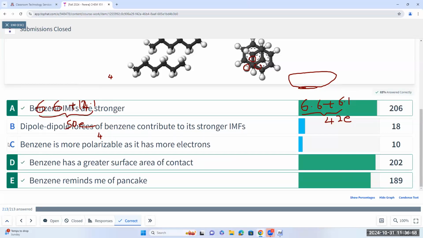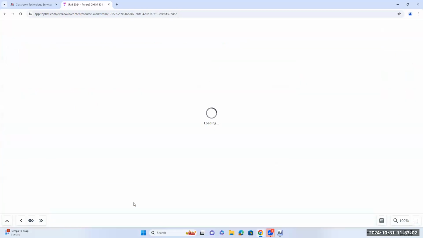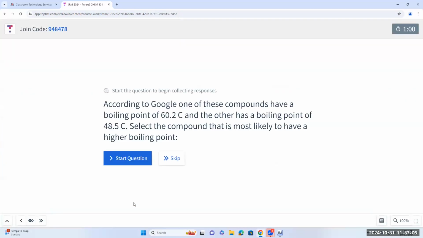I'm going to clear my doodling. So I'm going to show you two isomers. One of the isomers has a higher boiling point than the other. What I want you to do is decide which one has a higher boiling point. If you feel like you want to use ChatGPT, Copilot, Gemini, or Google, or whatever, go ahead and do that, and then justify your answer. Here we go.